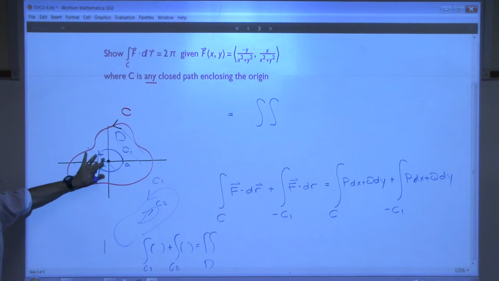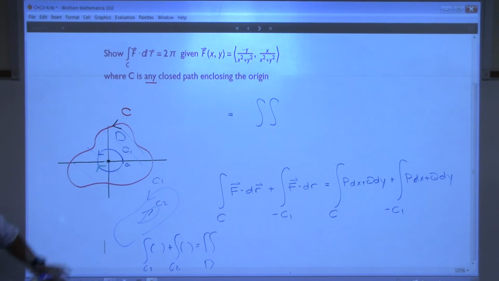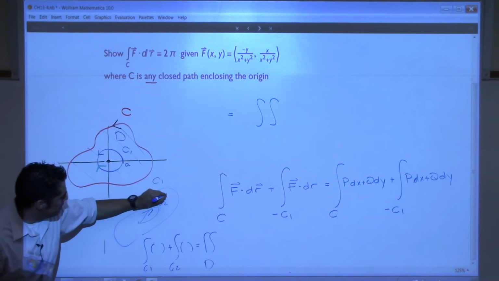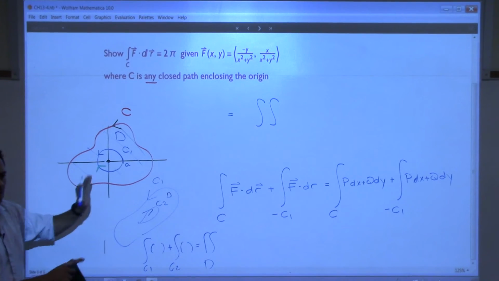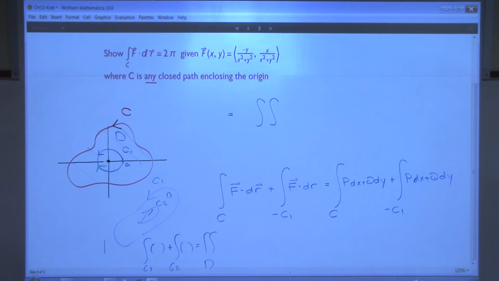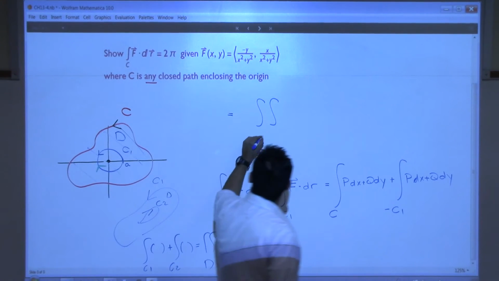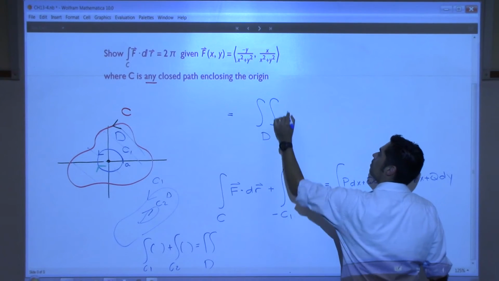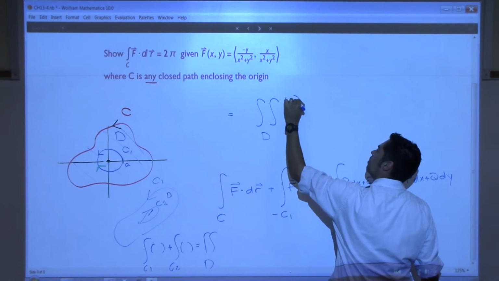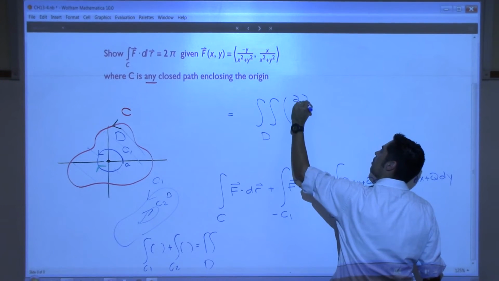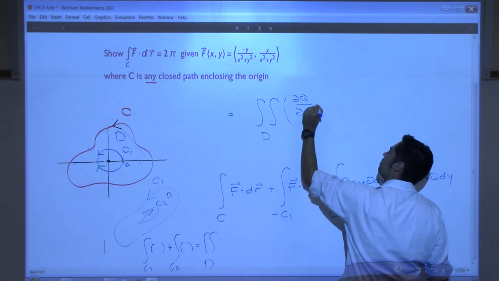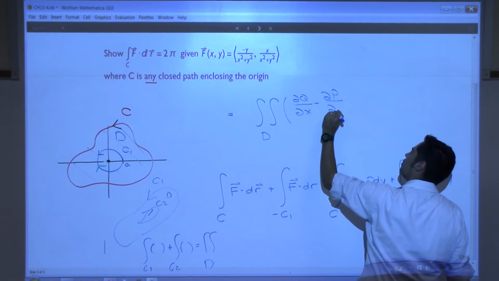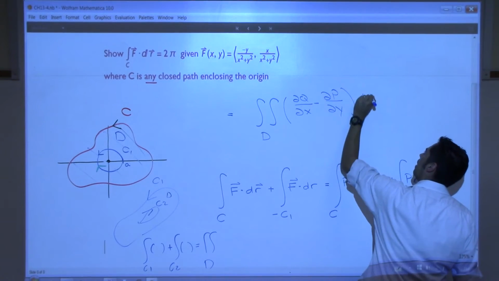Hold on. I did too much. What was D in the last one? This right here. D was the region between them, sorry. So not including this, right? Y'all okay with that? Of what? Partial Q with respect to X minus partial P with respect to Y dA.